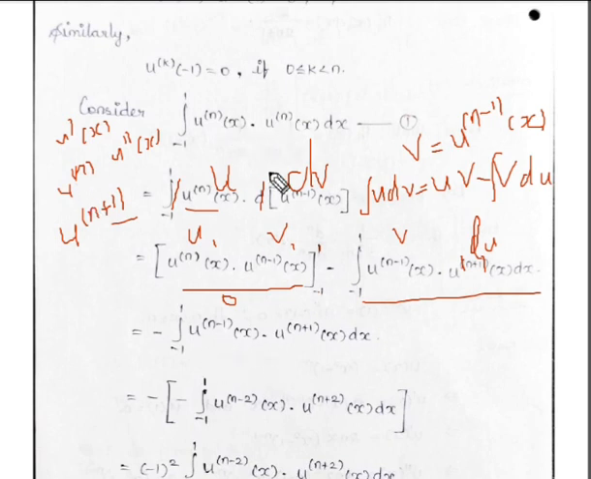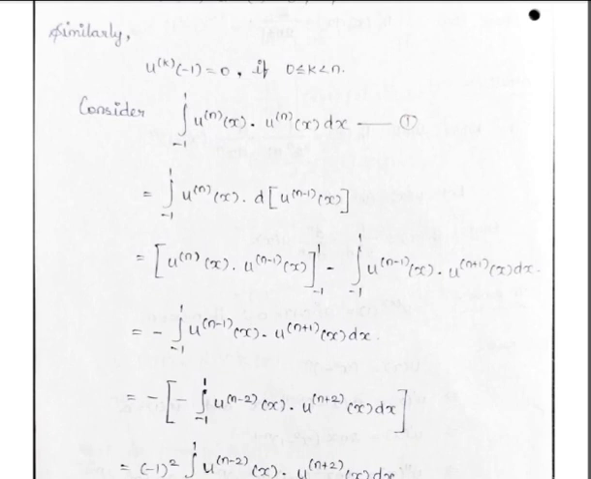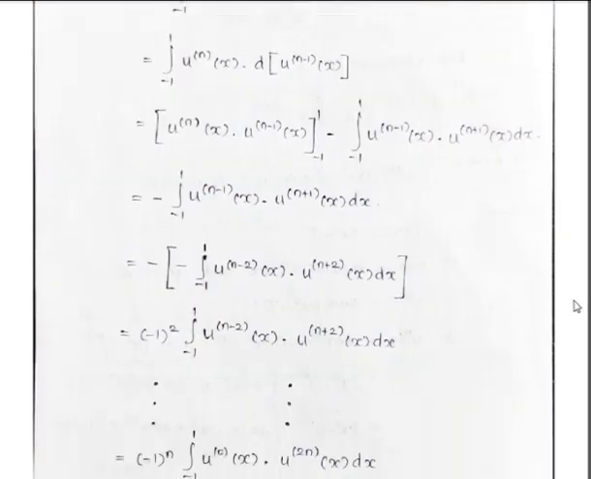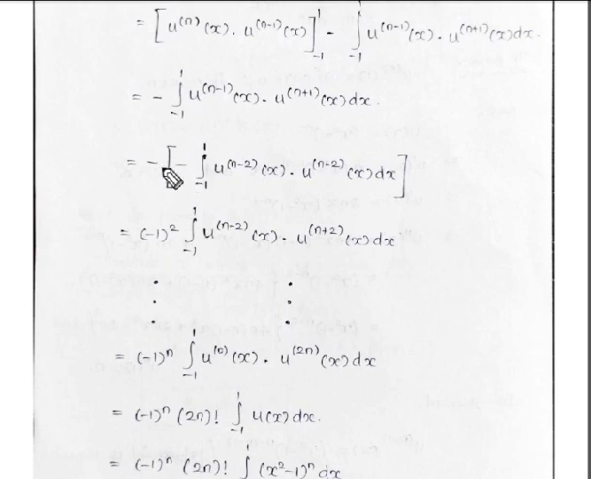Now again, by the udv method, we differentiate once more. Again we use the uv minus vdu formula. If we use the uv minus vdu formula, this term becomes 0. Then again we get this term: minus integral from minus 1 to 1 of u power n minus 2. Differentiating once more, we get u power n plus 2. We take minus 1 square out in common: minus 1 square, u power n minus 2, u power n plus 2.